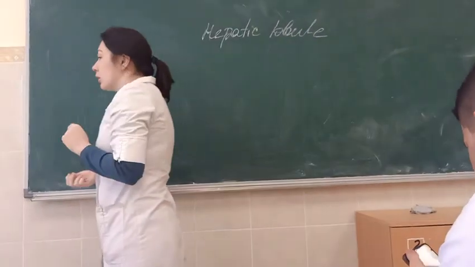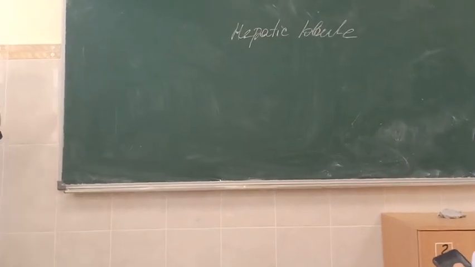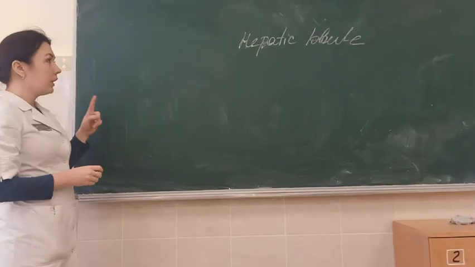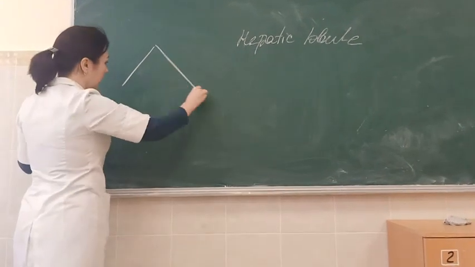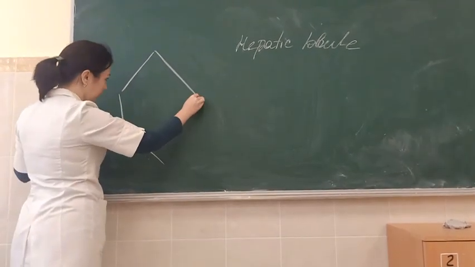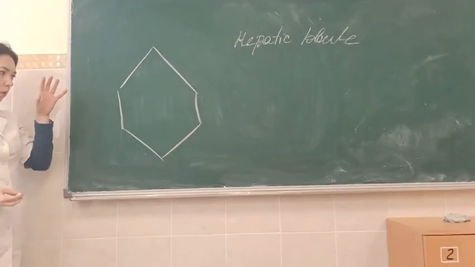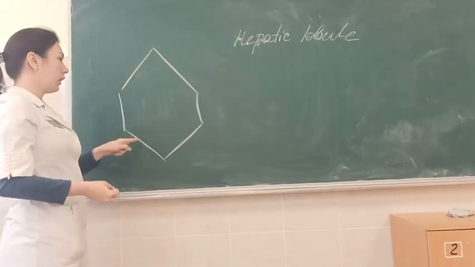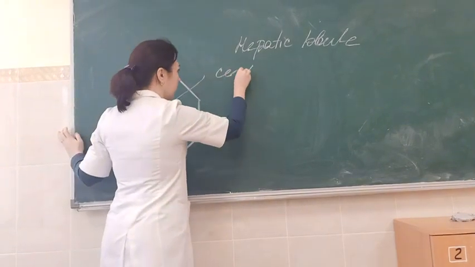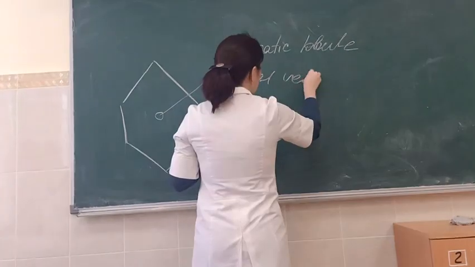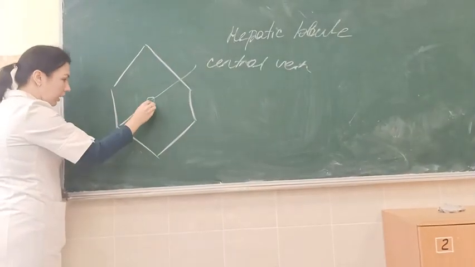So the morphofunctional unit of the liver is the hepatic lobule. The liver performs very many functions, so one cell cannot perform all of them. That's why cells are arranged into lobules, and a lobule can perform all the functions of the liver. Lobules are polygonal, usually hexagonal, with six sides. In the center of the hepatic lobule there is the central vein, and away from the central vein, rows of hepatocytes arise.